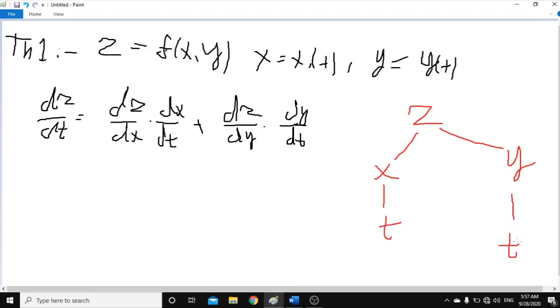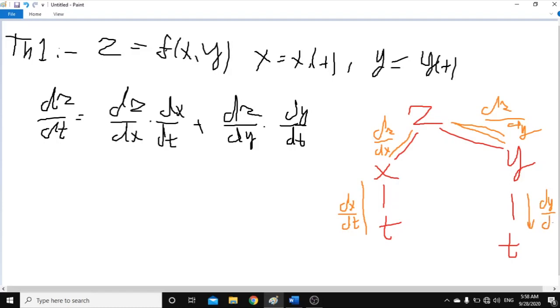So to solve the chain rule, dz with respect to t, let's make some new color. Here you have dz over dx, and because z can go this way and also this way, here dz over dy. Also, the x is going towards the t, so you have dx over dt, and the y also is going this way, so you have dy over dt.